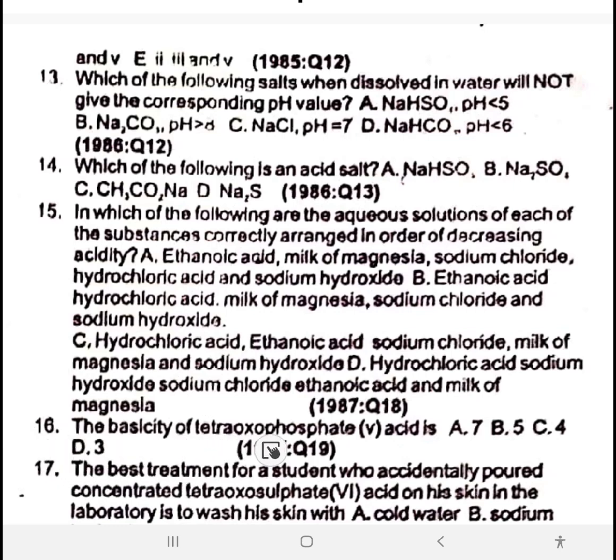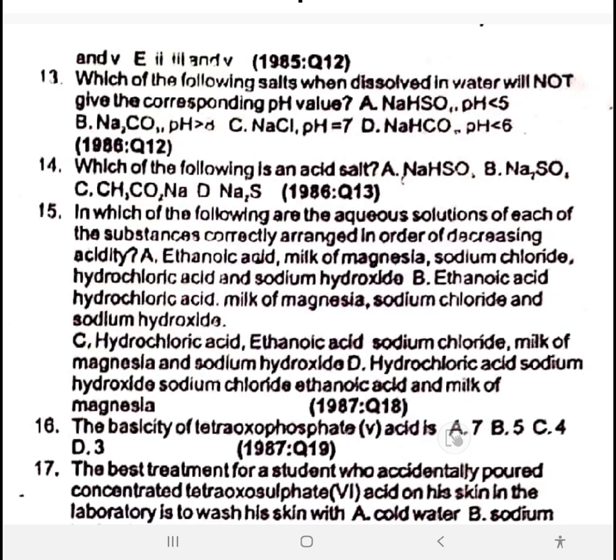Number 16, the basicity of tetraoxophosphate 5 acid is... I would like us to write this down. Basicity of an acid is the number of ionizable replaceable hydrogen ions contained in one molecule of the acid. Examples: HCl equals 1, so the basicity of HCl is 1. So you call it monobasic. Next, HNO3 equals 1, monobasic.